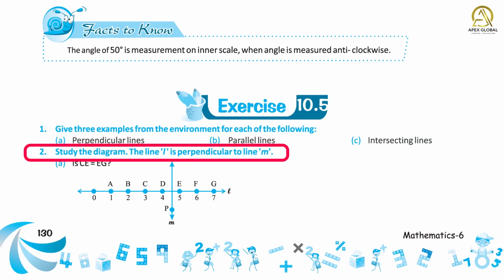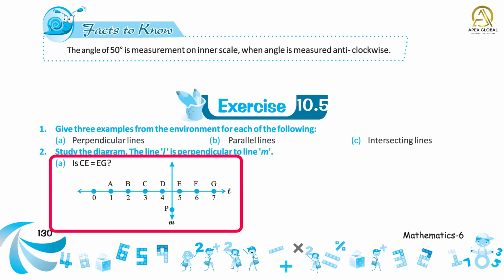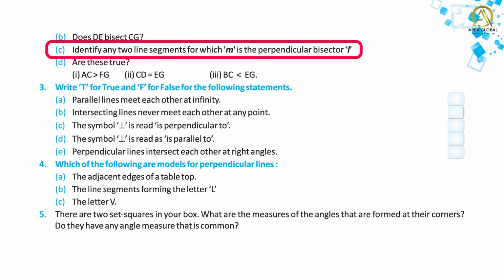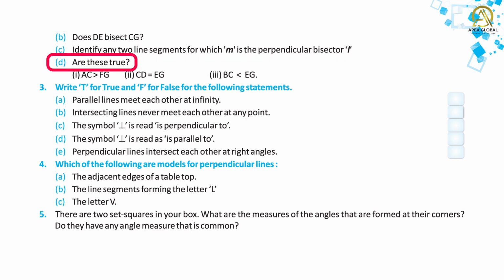Question 2. Study the diagram. The line L is perpendicular to line M. A. Is CE equal to EG? Solution. Yes. B. Does DE bisect CG? Solution. No. C. Identify any two line segments for which M is the perpendicular bisector of L. Solution. DE, CE.